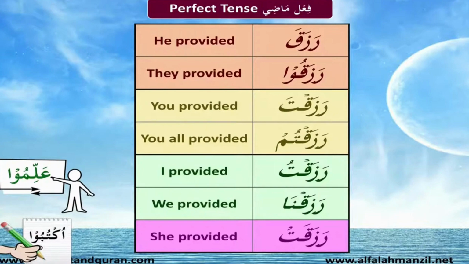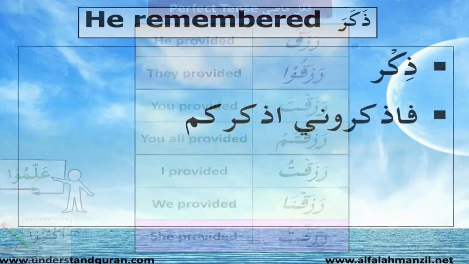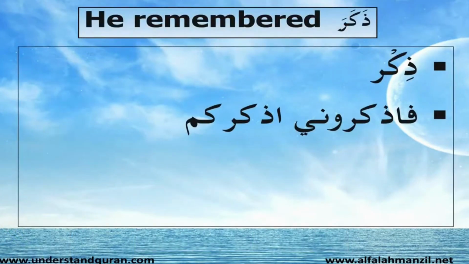Zakara. Zakara means to remember. Zakara or zikr is to remember. Fazkuruni azkurkum. Who can tell me the translation? Yes. Me? I'll remember you. Is that making sense? Can you see that, Sister Aida? Can you see the meaning without me telling you? Fazkuruni, so you remember me or remember about me, I'll remember you. Who's saying that? Allah subhanahu wa ta'ala.